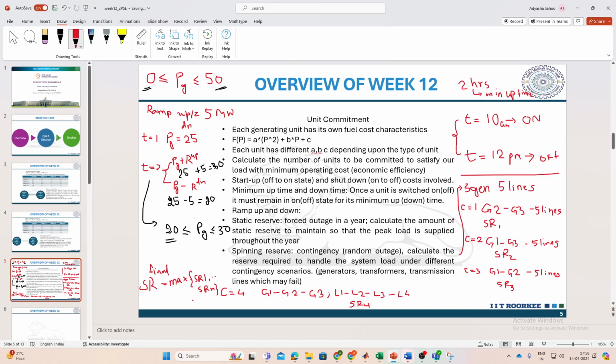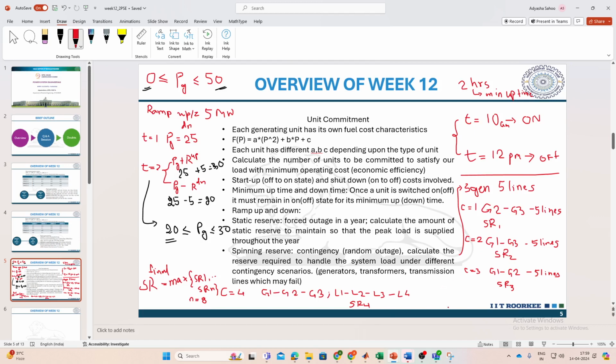What will be N here? Basically 8, because you have 8 components, right? 3 generators, 5 lines. So one contingency at a time, so total 8 contingencies will be there. So you keep the final spinning reserve as the maximum of all these 8, so that your system can function smoothly under any contingency that is taking place.